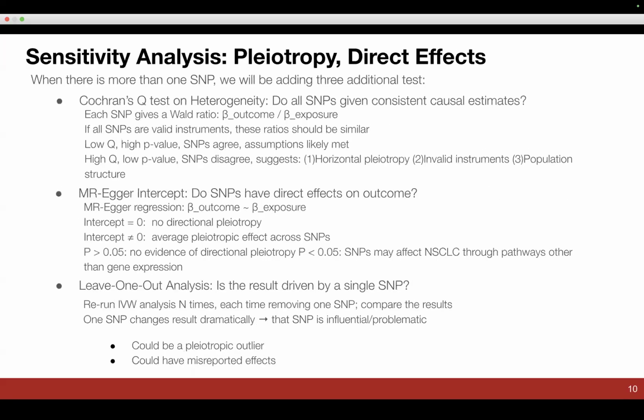We'll also be doing the leave-one-out analysis, to check whether the result is driven by a single SNP. We will rerun the inverse variance weighted analysis n times, where n stands for the number of SNPs, and each time we remove one SNP and then compare the results. If one SNP changes the result dramatically, that says that SNP is influential or problematic.